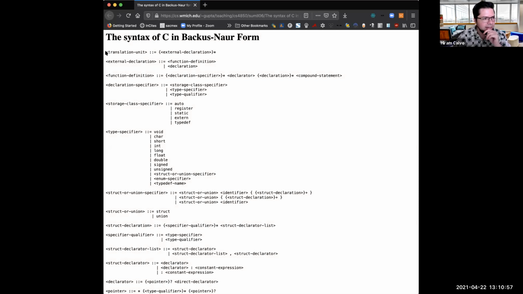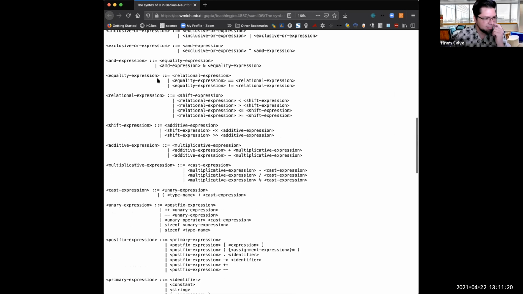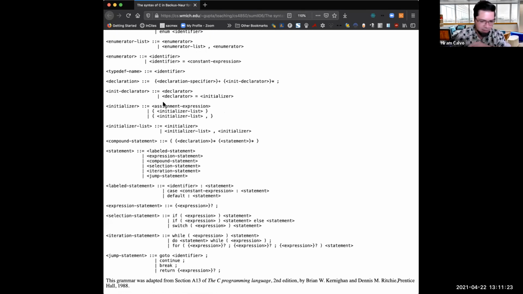As you can see here, is this okay, or should I make it bigger? If you are on a device that makes it look so small, please tell me. Okay, so this is a context-free grammar, and all the syntax of C is here. You can see it's a bit complex, not that complex, and this was published by our idols, or maybe only my idols, but they should be your idols as well, Kernighan and Ritchie.